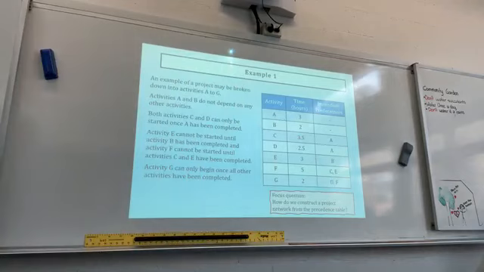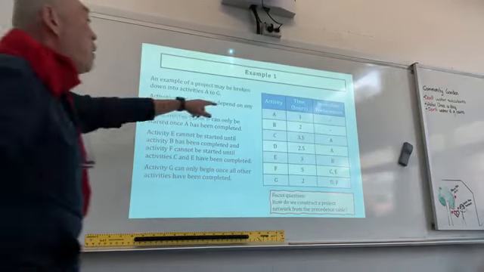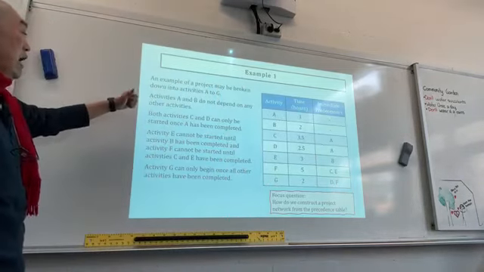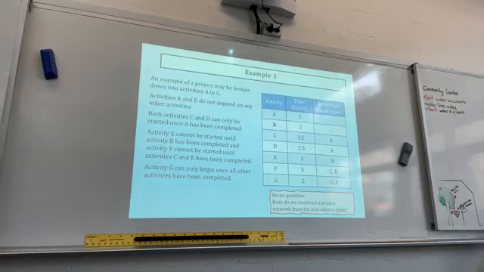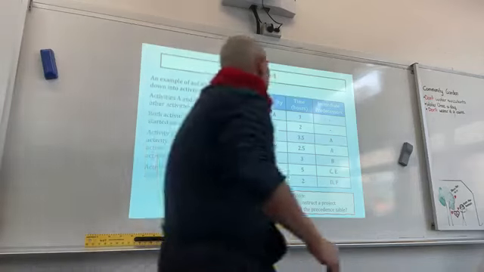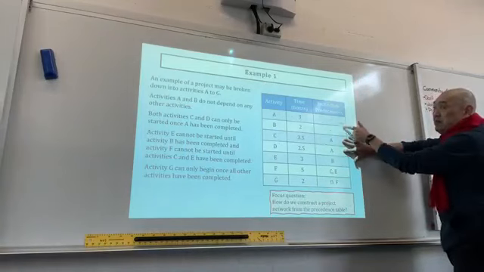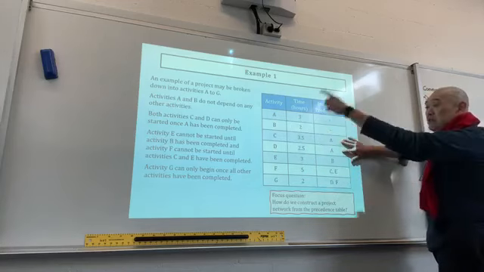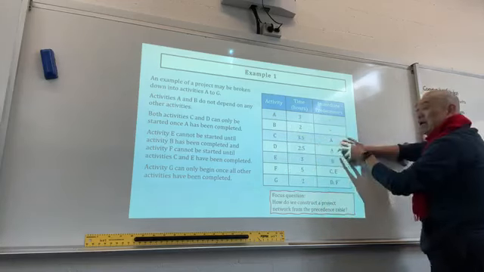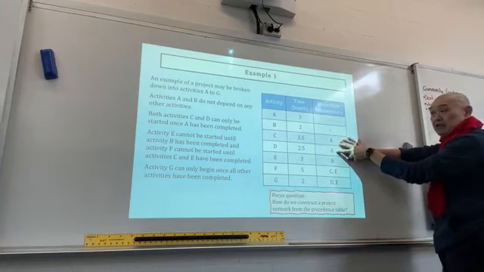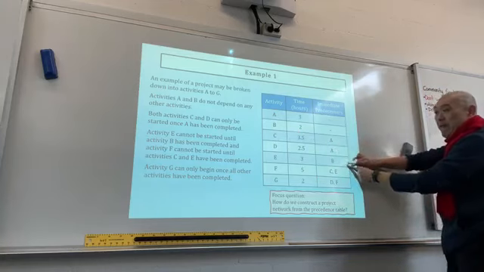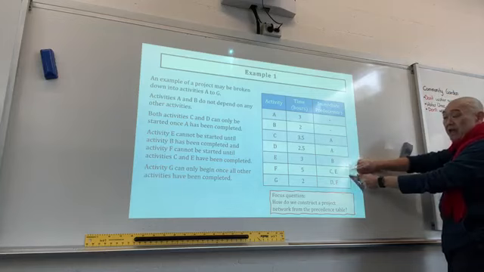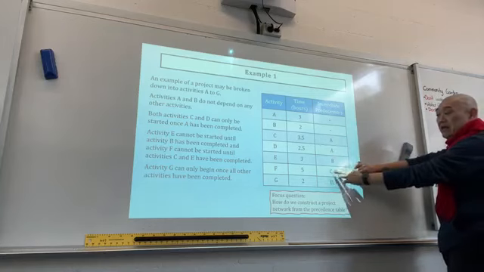When you read a precedent table or dependent table, look at what the immediate predecessor is. There's nothing. So A and B is the start. Now, here, both C and D can only be started once A has been completed. Look at that. C and D. What is the immediate predecessor? A. So therefore, you know that A is the immediate predecessor to C and D. They cannot start until A is completed. Now, look at E. E cannot be started until B has been completed. And then F cannot be started until C and E have been completed.